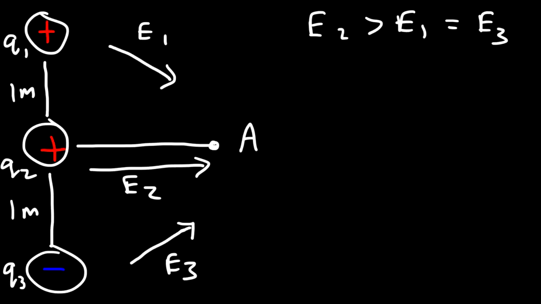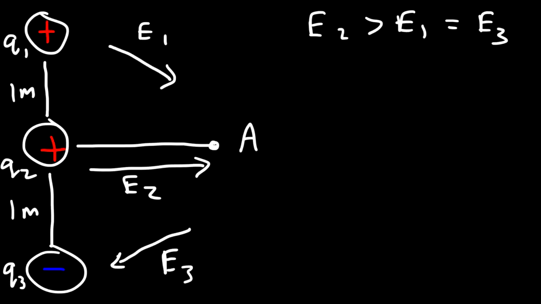So how can we add these 3 vectors so that we can get a general idea of the direction of the net electric field at point A? What we need to do is break up E1 and E3 into their components. E1 has a y component that is going in the negative y direction, and an x component that's going in the positive x direction. E3 has a y component going up and an x component going in that direction. Actually, I need to correct this. E3 should be going towards the negative charge.